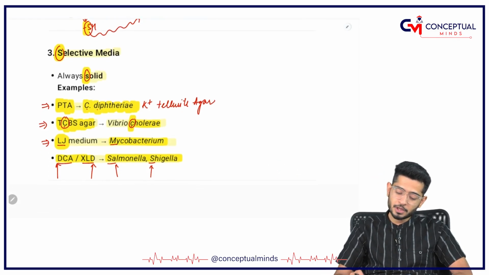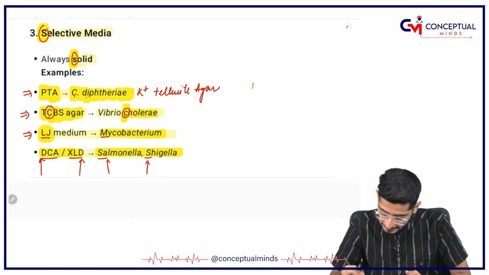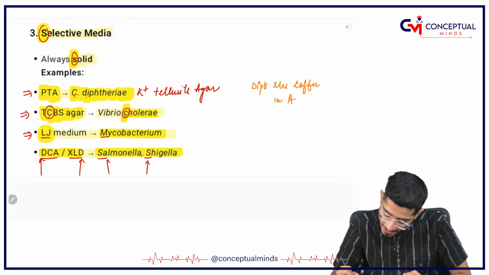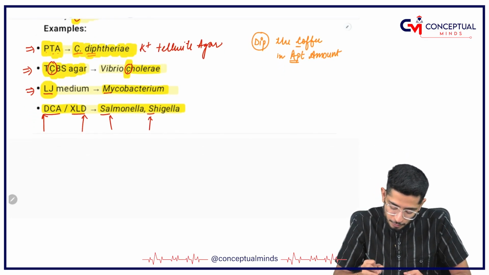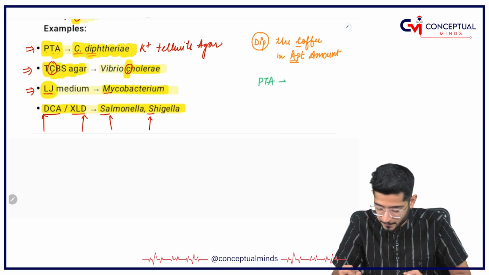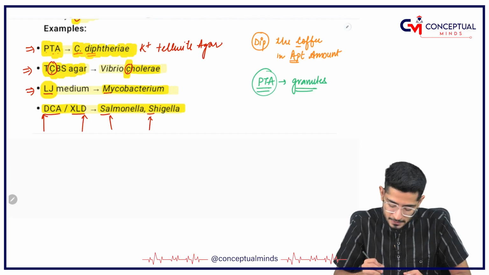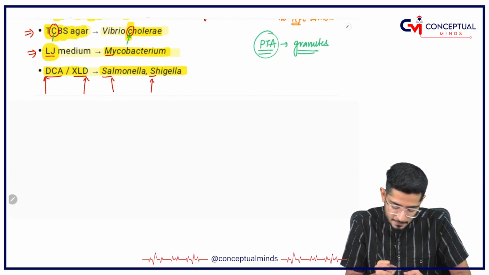But for now, just remember PTA. So we used to say, dip the coffee in apt amount. Dip means diphtheria, coffee, C for Corynebacterium diphtheriae, in apt amount is PTA. But for those of you who know Hindi very well: उसका पता करो जिसके पास granules हैं. The one who is having granules, take his address. Pata in Hindi is address in English. Who is having the granules? Diphtheria is having the granules. So pata, PTA.